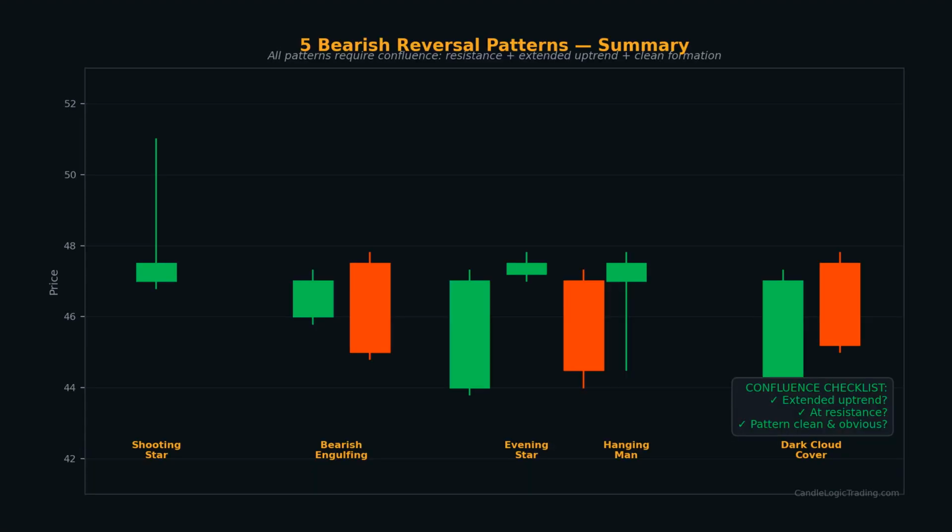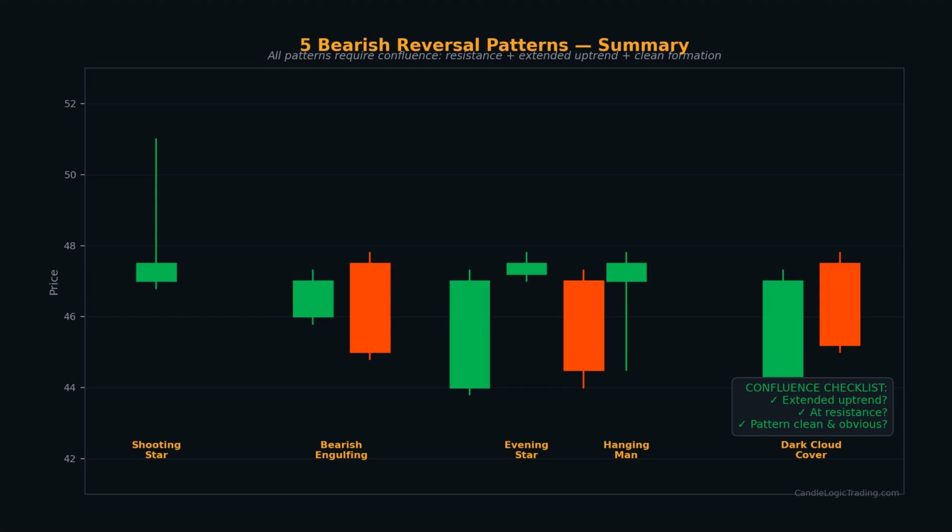Here's what ties all 5 patterns together, and honestly, this might be the most important part of the entire lesson. It's the part that 99% of beginners skip, and it's the reason they keep losing money even when they correctly identify the pattern. A pattern by itself is a maybe. It's a clue, not a verdict. But a pattern at resistance, after a strong run-up with a clean, obvious formation, that's a setup. That's when these patterns go from textbook shapes to actual trading opportunities.